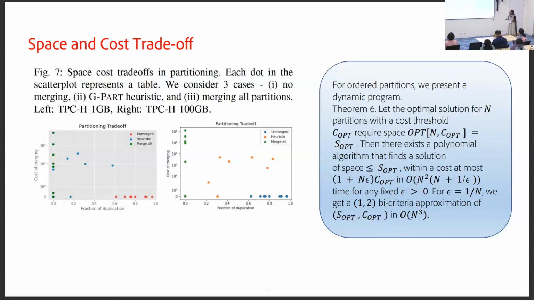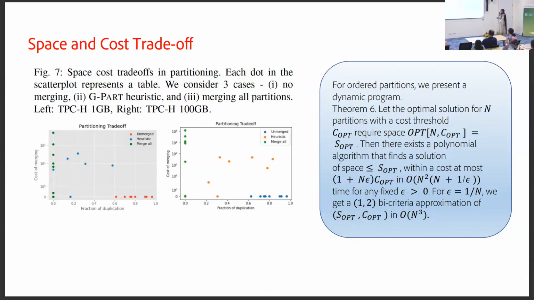Okay, so I'm really out of time. Now, these two figures show that this particular heuristic was able to achieve a pretty good trade-off between the duplication or the overlap that we got and the cost of merging, which was the read cost increase that we would have.